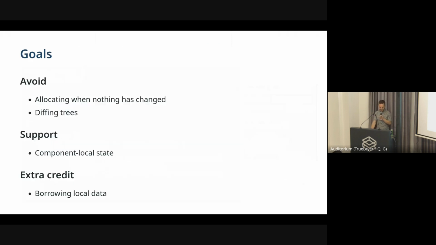Okay, so based on the kind of things I saw, these are the goals I had. If nothing is changing, then I thought there should be no allocation. Allocation should be for when stuff happens. And also, we want to avoid diffing trees. The way that the Elm architecture works is, after each frame, you do a diff of the previous view and the new view, and you apply that. That relies on allocating these big trees and diffing them, and I think we should avoid that.